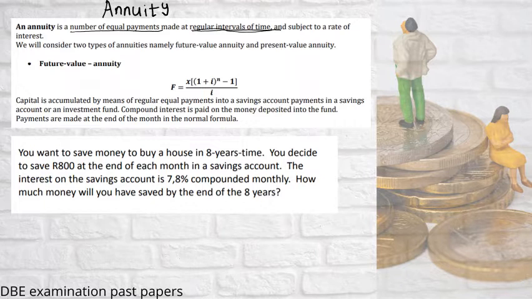For example, someone who's putting in 200 every month, they might say, we will be giving you 12% compounded monthly. You understand? So we call that amount what? An annuity. It leads you to an annuity because money is paid at regular intervals of time. So we consider two types of annuities, namely future value annuity and present value annuity.